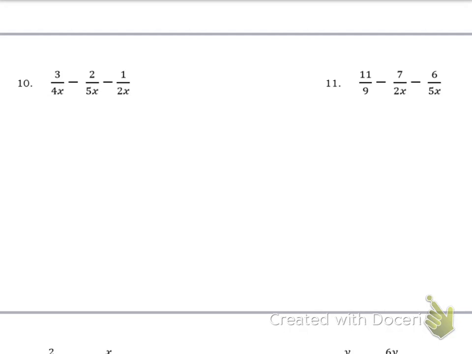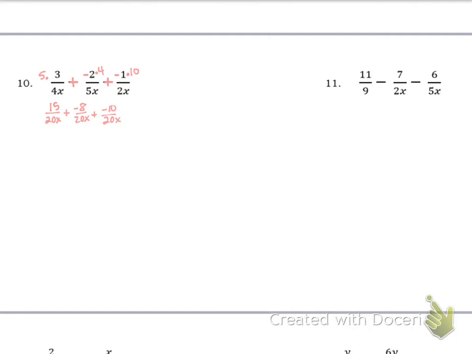Subtraction. What I want to do with subtraction is push that negative up, so I'm going to make this a plus sign and bump that negative up to make it a little bit easier. It looks like I can get all the bottoms to be 20. This one I would have to multiply by 5 over 5, this one by 4 over 4, and this one by 10 over 10 to get that bottom what I want it to be. So it would become 15 over 20x plus a negative 8 over 20x plus a negative 10 over 20x.